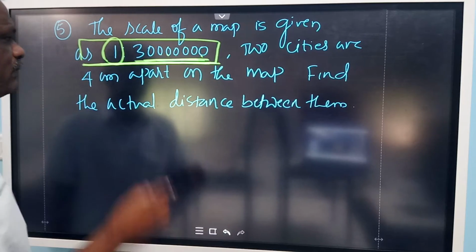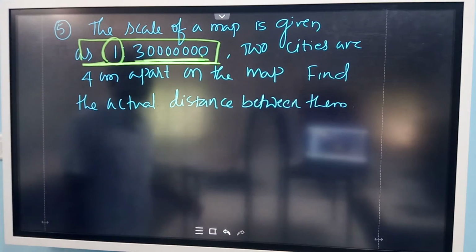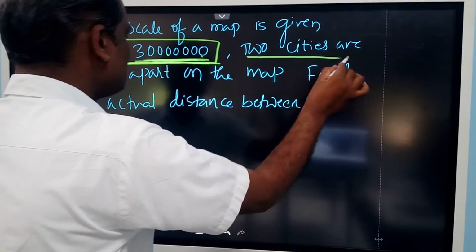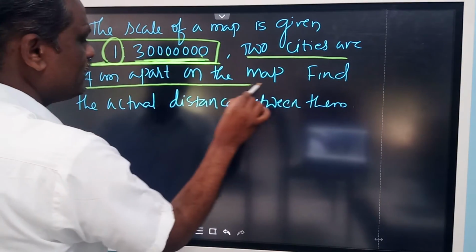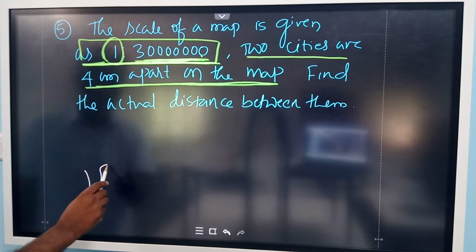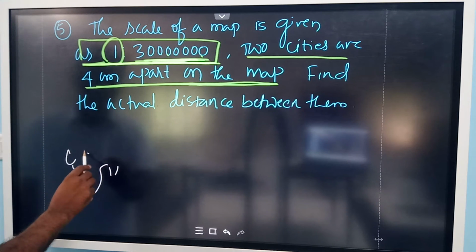So that is the meaning of ratio. Now, using this ratio, you have to find out this one. Two cities are 4 centimeters apart on the map. They have given the distance on the map. So if there is a map like this, then I cannot write like this.